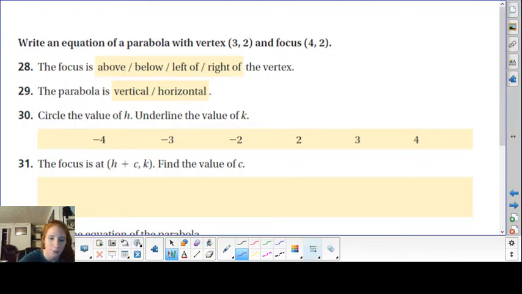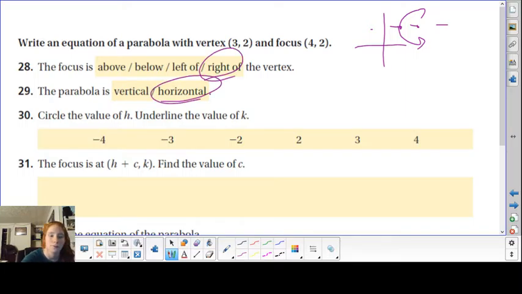Okay, let's go ahead and do this next one. So again, we're going to do a little mini sketch. My vertex is at 3, 2. My focus is at 4, 2. So again, that's the line of symmetry. So we're going this way, to the right. It's going to be horizontal. We are going to circle the value of h and underline the value of k. So h is 3 and k is 2.